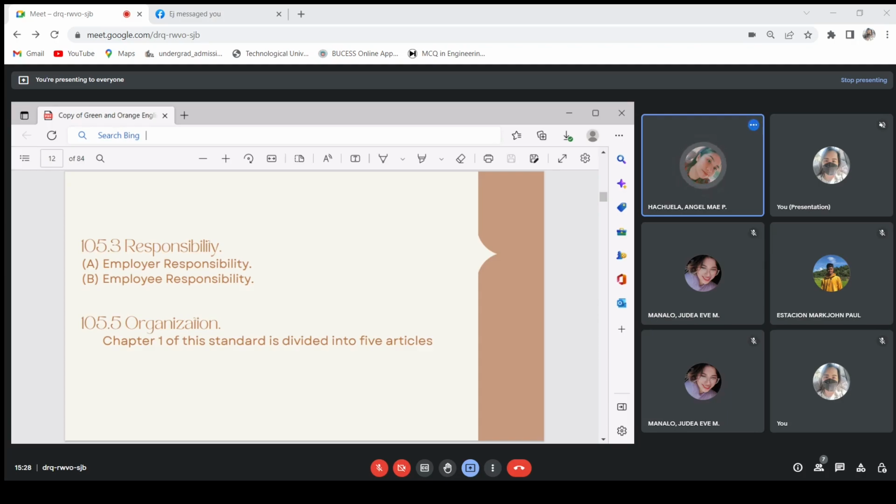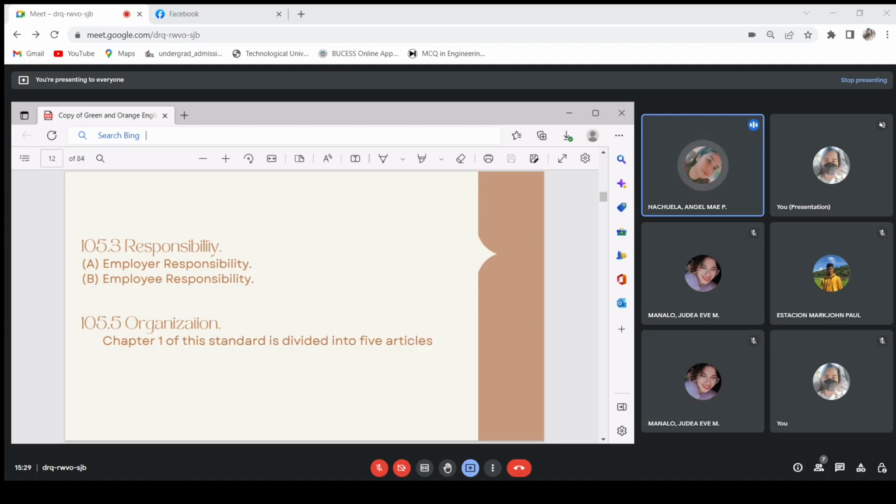Article 105.5, the organization. Chapter 1 of this standard is divided into 5 articles. Yung nakasaad naman sa article na to is kung ano yung mga nilalaman ng Chapter 1 na divided into 5 articles, which is: Article 100 provides definitions for terms used in one or more of the chapters of this document. Article 105 provides for application of safety-related work practices and procedures. Article 110 provides general requirements for electrical safety-related work practices and procedures. Article 120 provides requirements for establishing an electrically safe work condition. Lastly, Article 130 provides requirements for work involving electrical hazards.